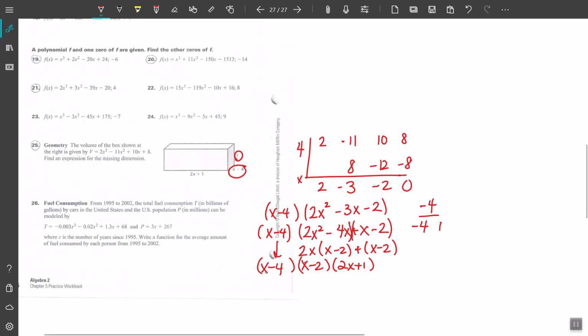So that tells me that there's that factor, that width of x minus 4. Here's my length, 2x plus 1, so those two match. And here's the new dimension I came up with, which is that x minus 2, and that goes in right here for the height. So those 3 terms together will multiply together to give me this expression for volume. So when they say find the expression for that missing dimension, though, the actual answer is this x minus 2.